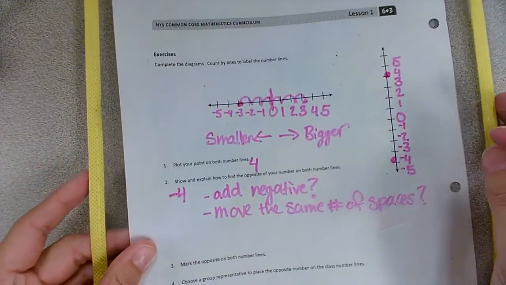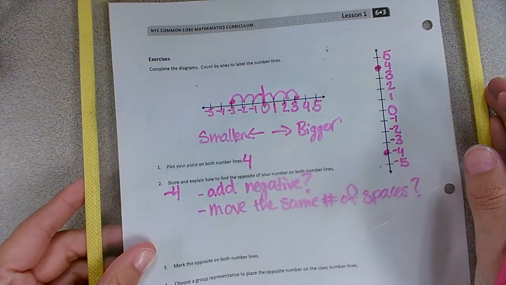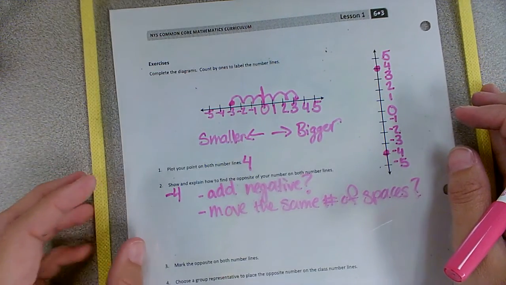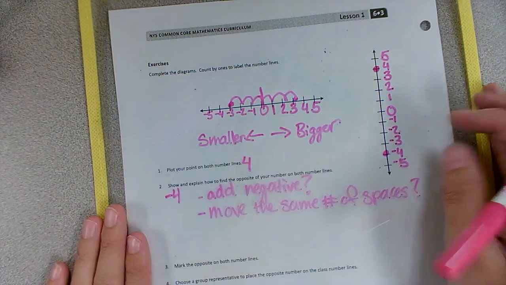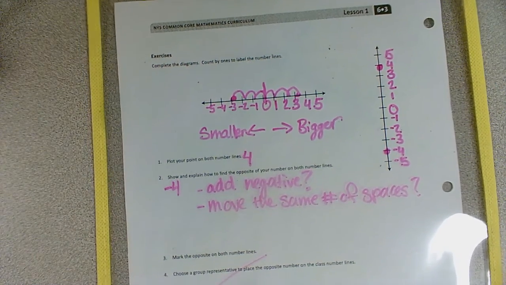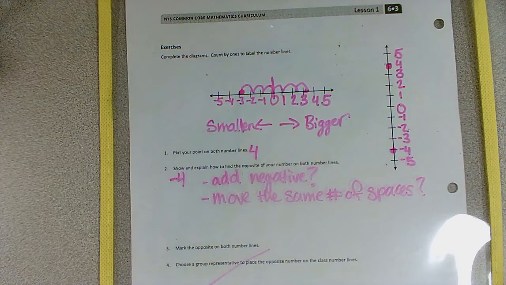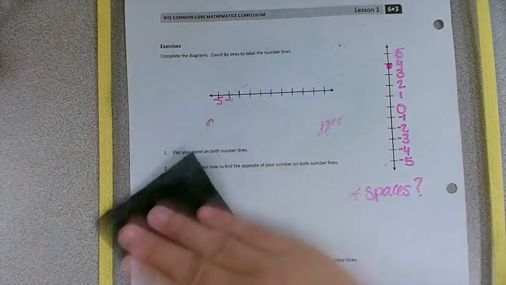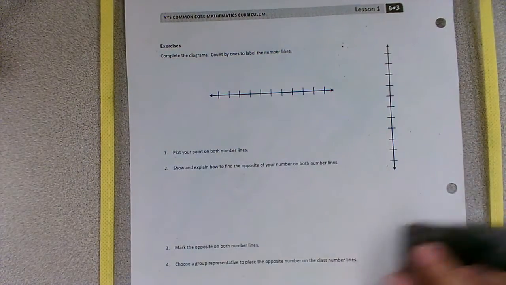Sorry, my paper keeps moving underneath my dry erase. And we're not going to worry about 3, 4, and 5 at the bottom. I am, however, going to take a look at your independent practice pages very quickly.